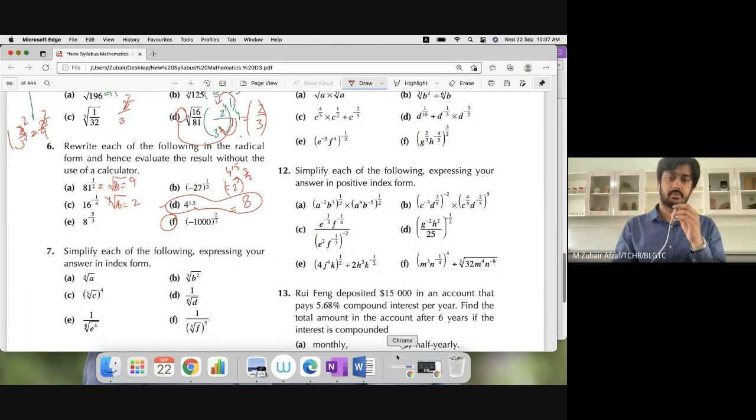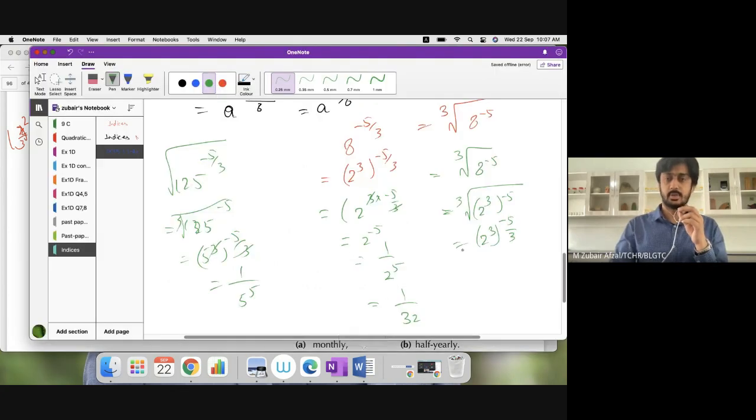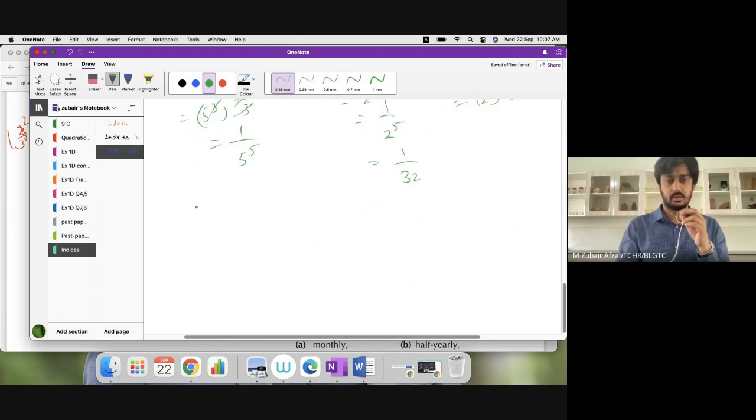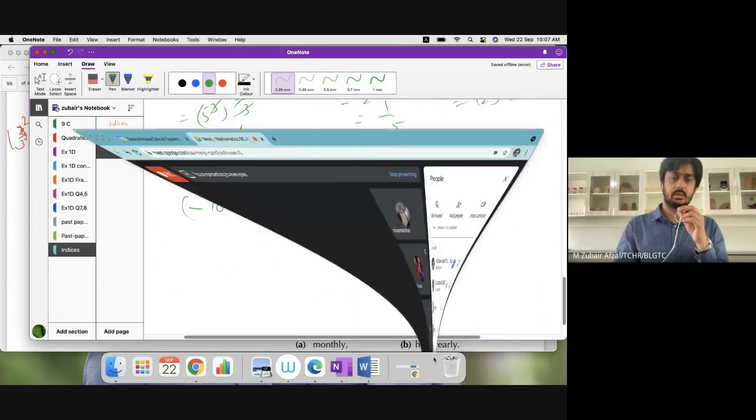So try this F part. This is minus 1000 raised to power 2/3. Minus 1000 raised to the power 2/3. Try this. Take 30 seconds.